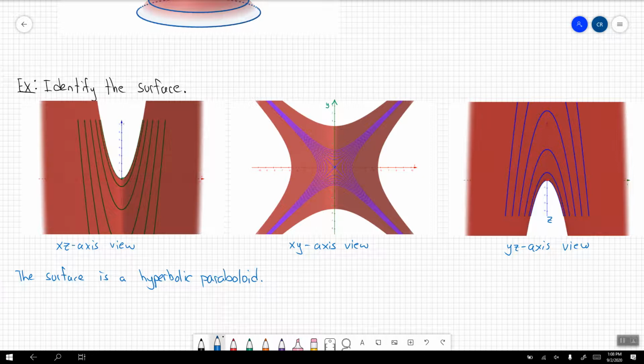Awesome. Now, if you stick around, I'll give you the equations and those surfaces in just a bit.